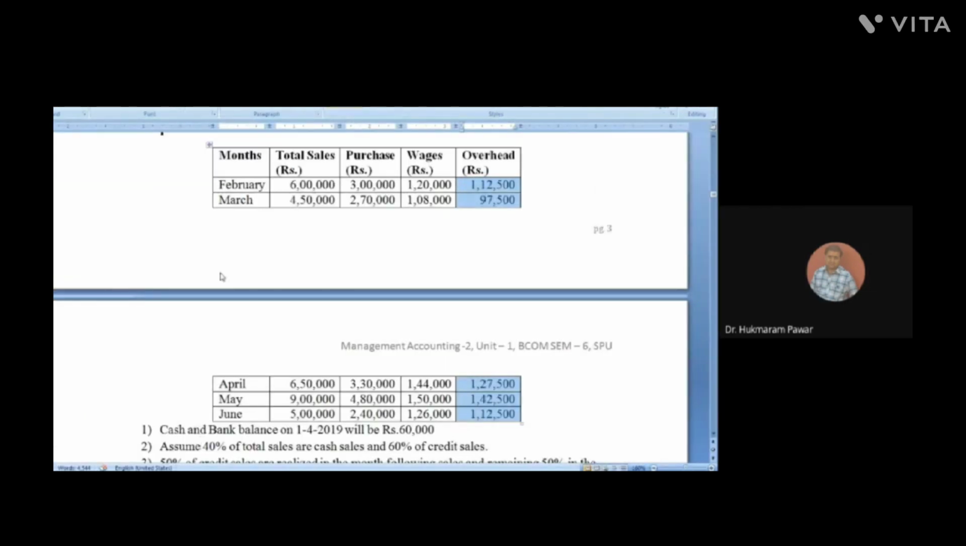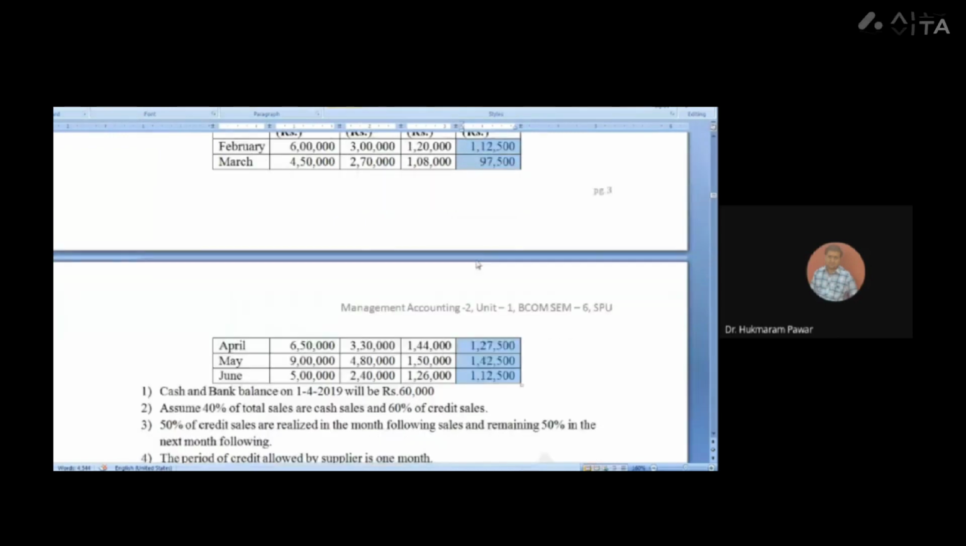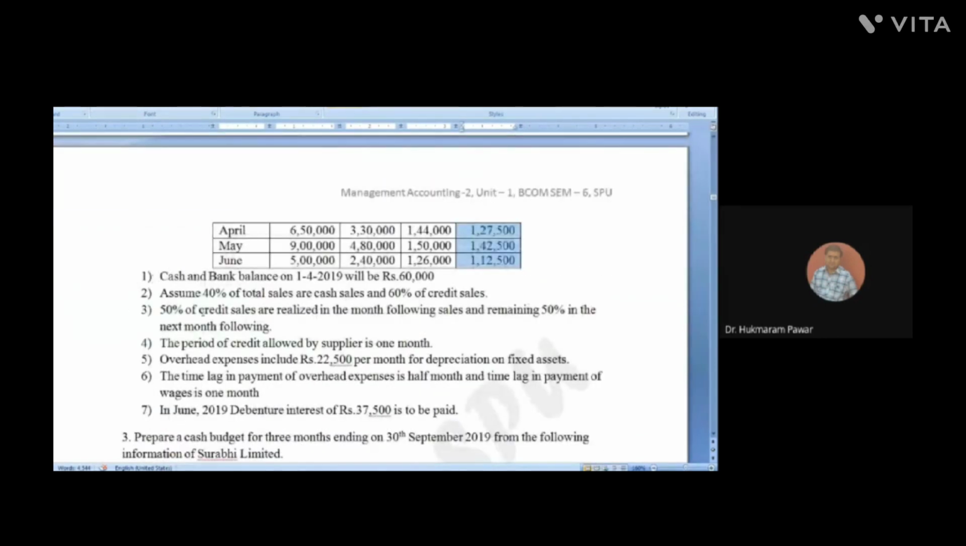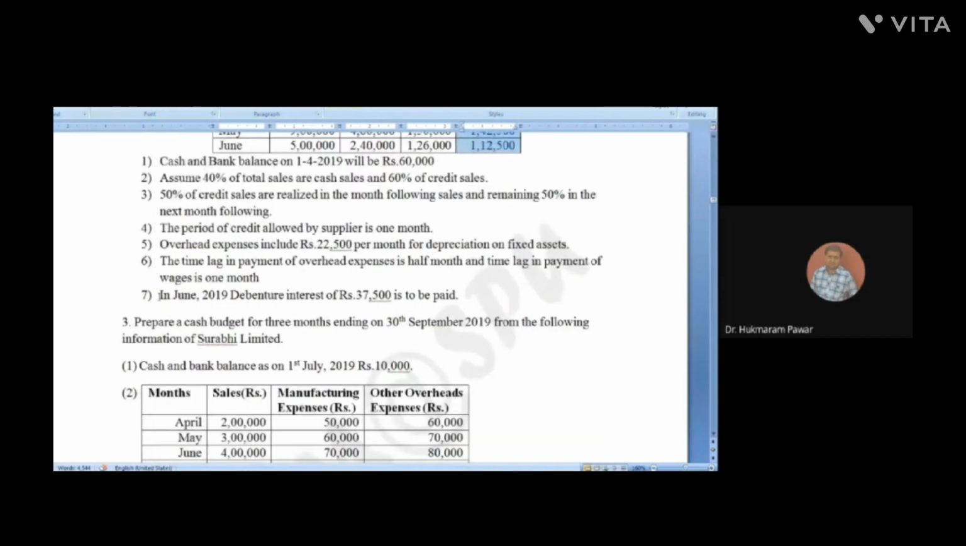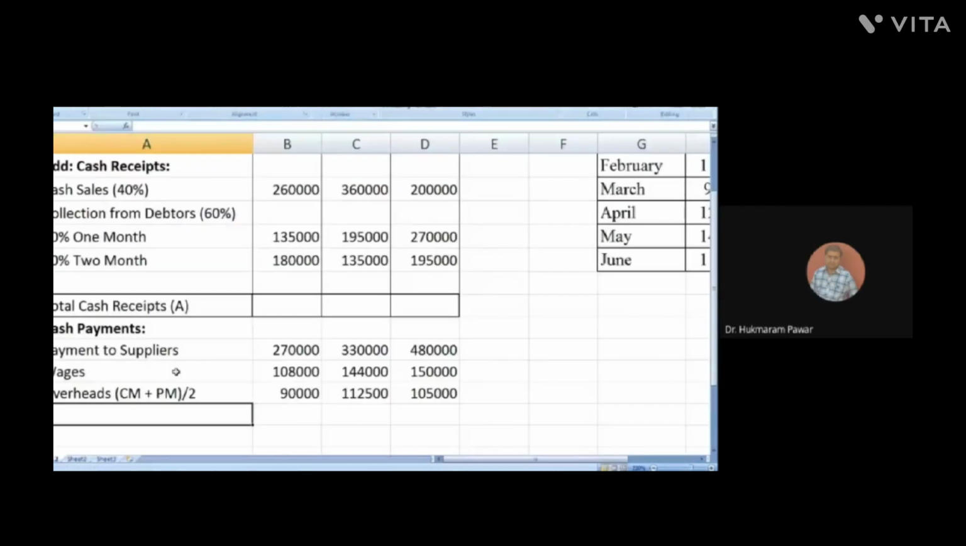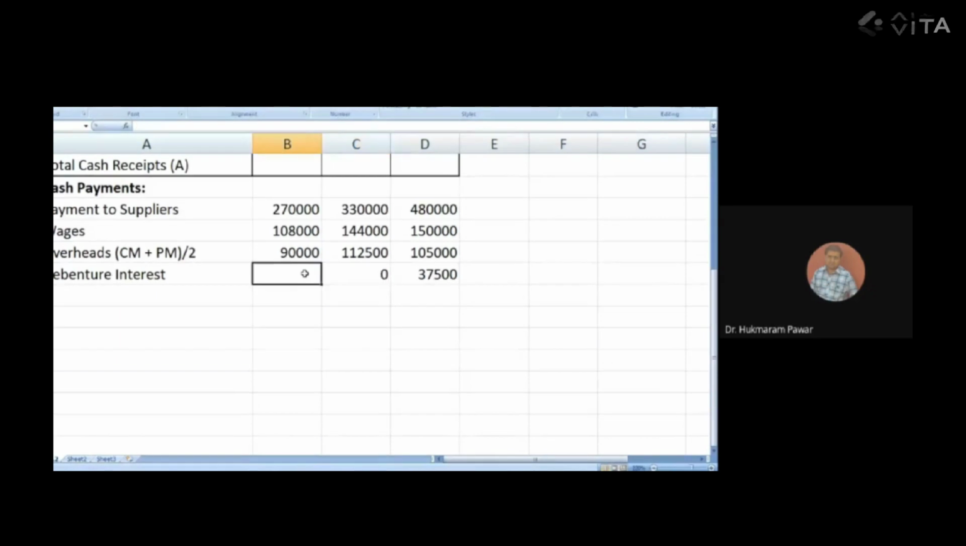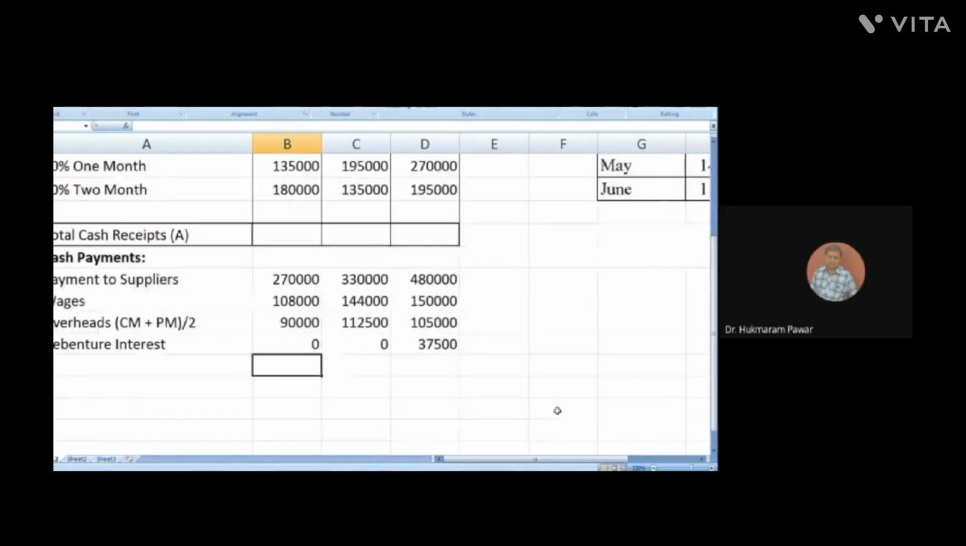Next. Let's go. Sales are done, purchases done, wages done, overheads done. First point is over, second, third, fourth, fifth and sixth points are over. Last point: in June 2019, debenture interest rupees 37,500 is to be paid. So in June I write debenture interest, 37,500. And here nothing, zero. Is there any point remaining now?